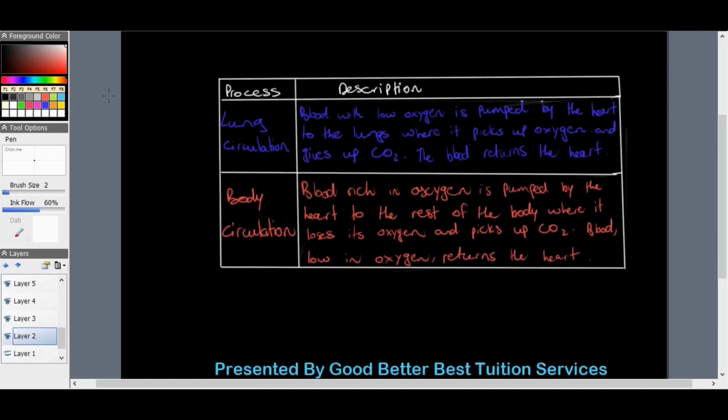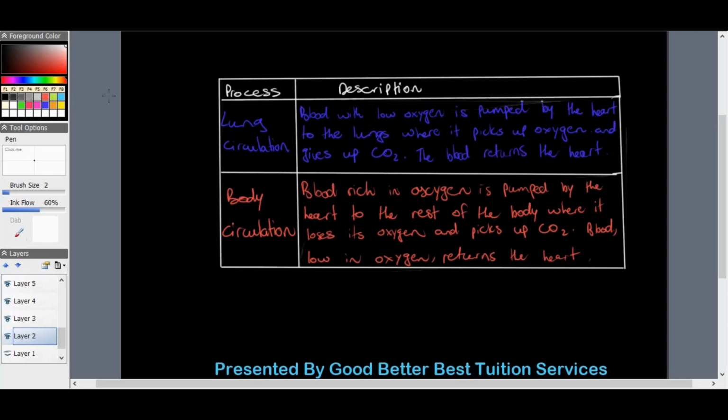So what we have here is a table where we describe what happens between the two circulation processes within the circulatory system, from the heart to the lung and the lung back to the heart. First things first, we're going to look at the lung circulation description. Blood with low oxygen is pumped by the heart to the lungs. Once it's pumped to our lungs, it is now receiving oxygen.